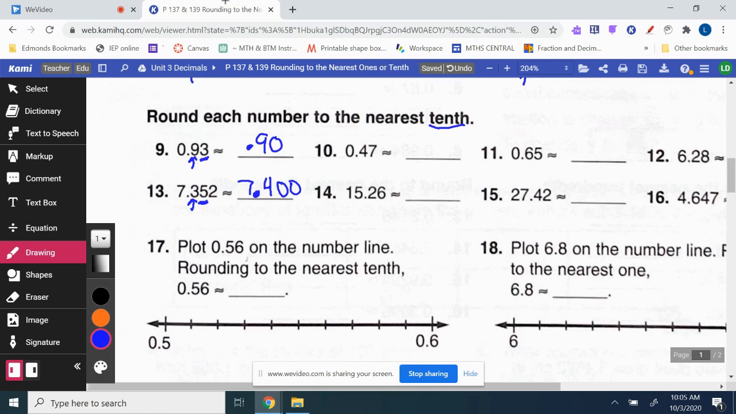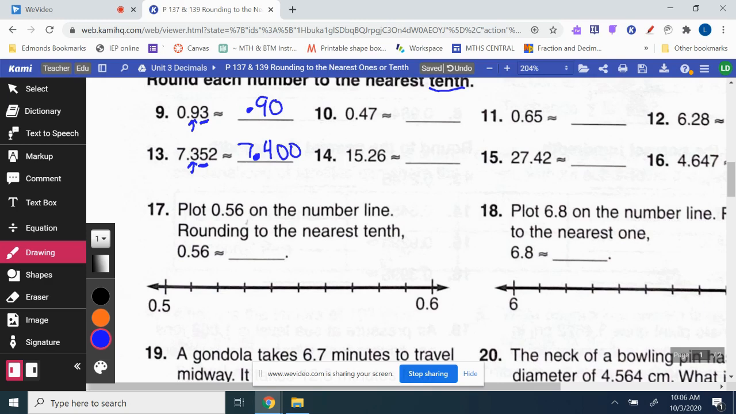Number 17 and 18, they want you to plot it on the number line. So here's 5, and 56 hundredths. I can know that because it lands 55 or more, it's closer to 6/10. So I'm going to write 0.6.